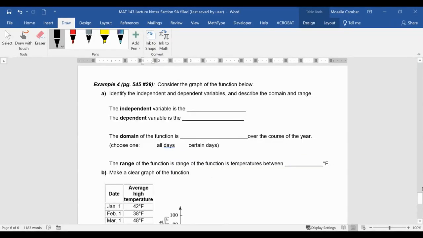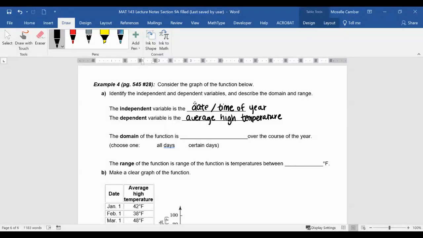So for the variables, we have time and temperature. And of course, the temperature is going to be dependent on the time. So the date, or the time of year, is going to be our independent variable. And the dependent variable is going to be your average high temperature for that day.